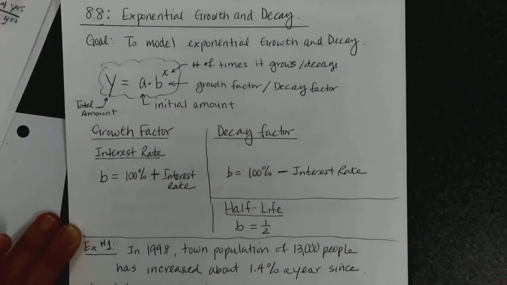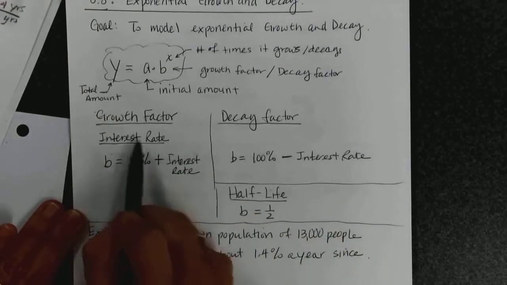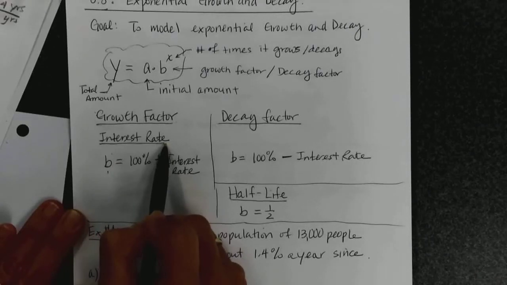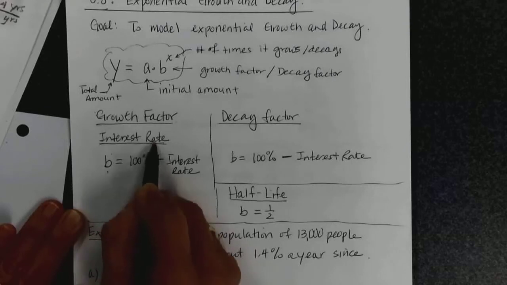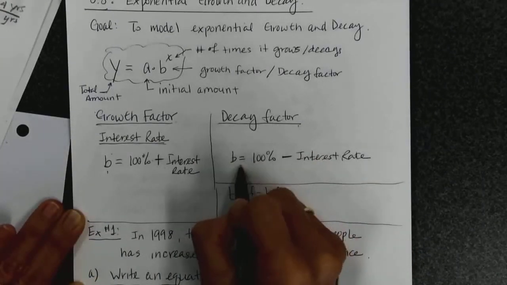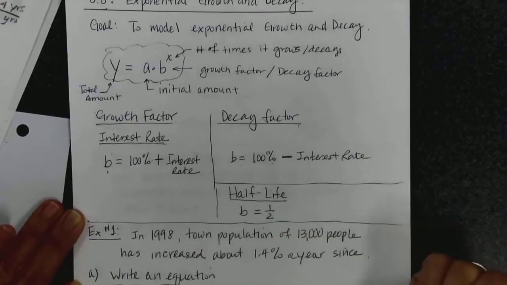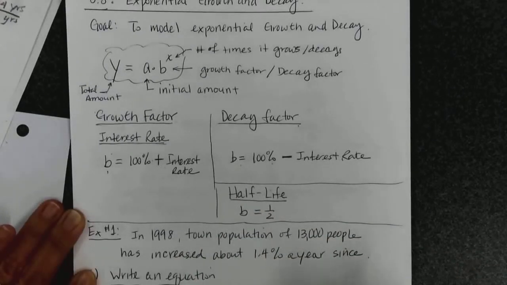So the new thing about this section is that we're going to be dealing with interest rate, so how it affects our b values. For anything with the interest rate or anything with a percent, what we do is we're going to take the 100% and we're going to add the interest rate to it. For the decay factor, our b value will be 100% minus the interest rate, or whatever the rate of percent is. And we will also be talking about half-life of a chemical compound.